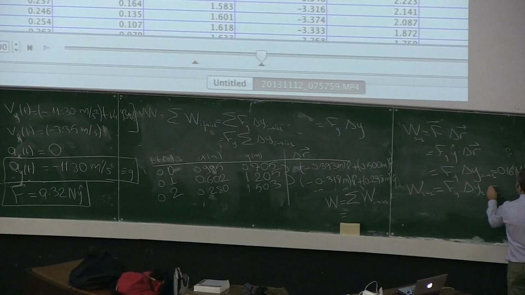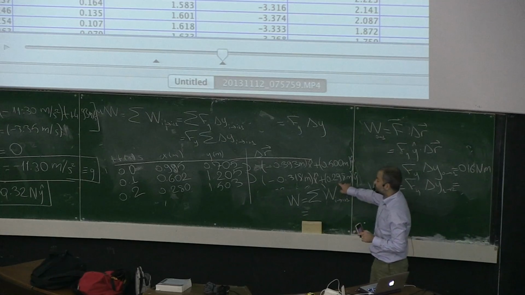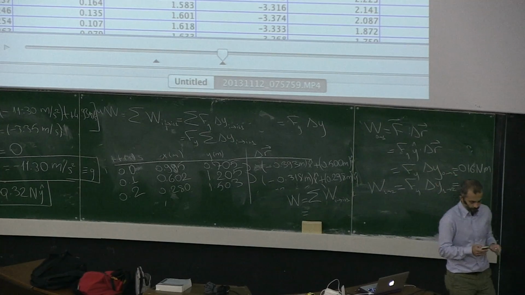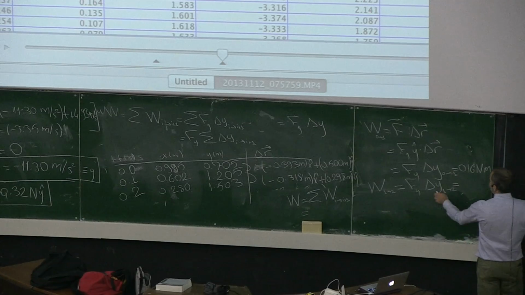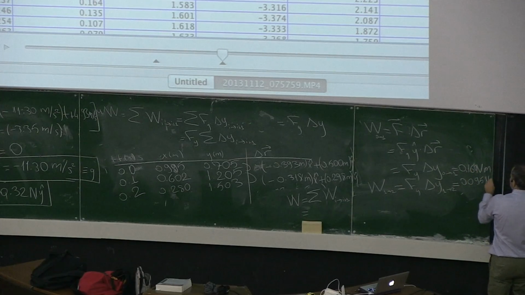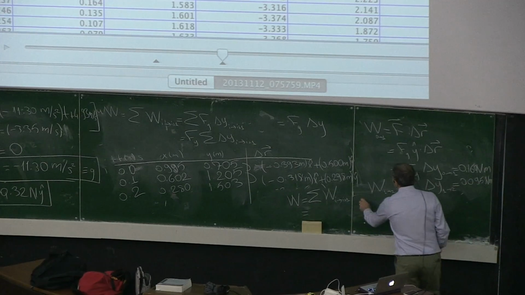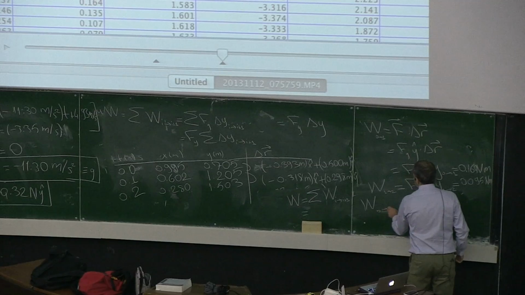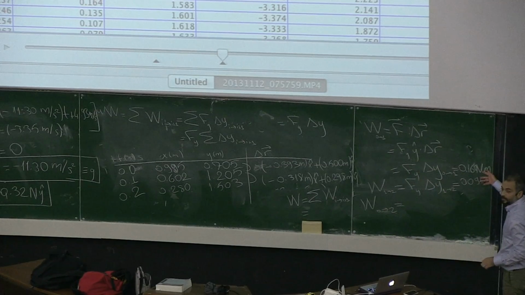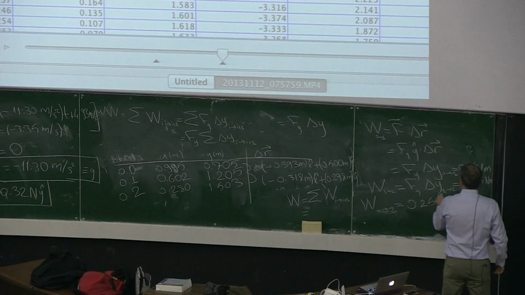In the second step, the force is the same, 0.32. But this time the y displacement is 0.298. So the work done in this step is 0.095 newton meters. Now the net work done on my mass as I go from 0 to 2 will be just the sum of these two, and that would give me 0.255 newton meters.